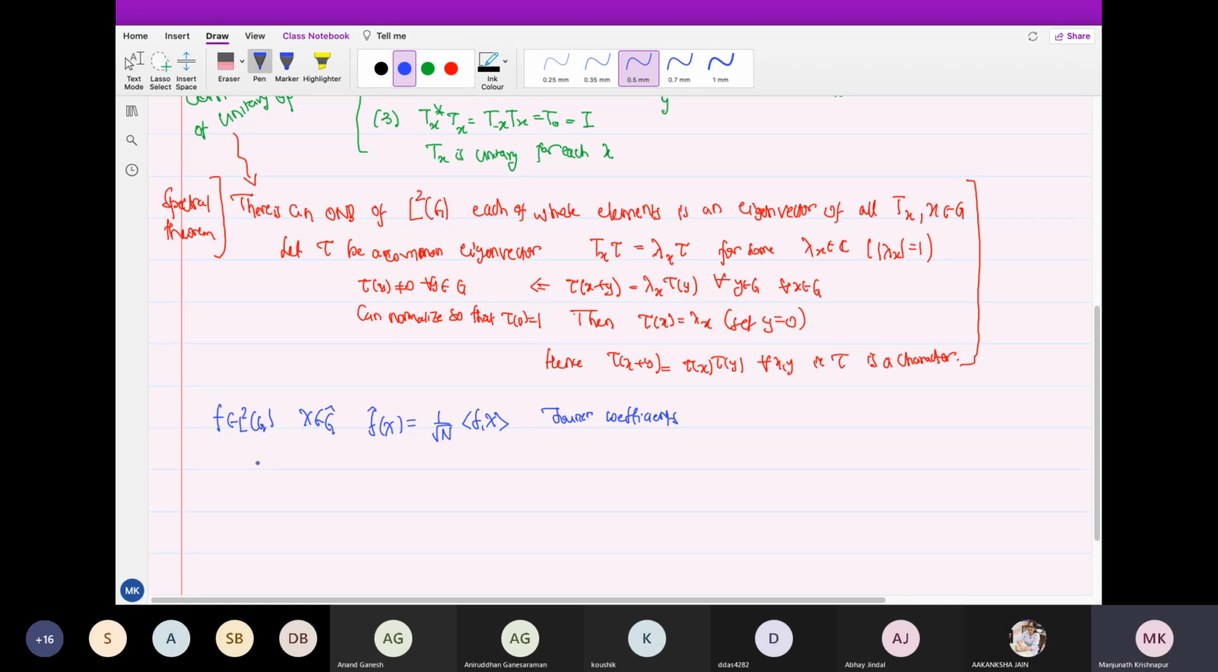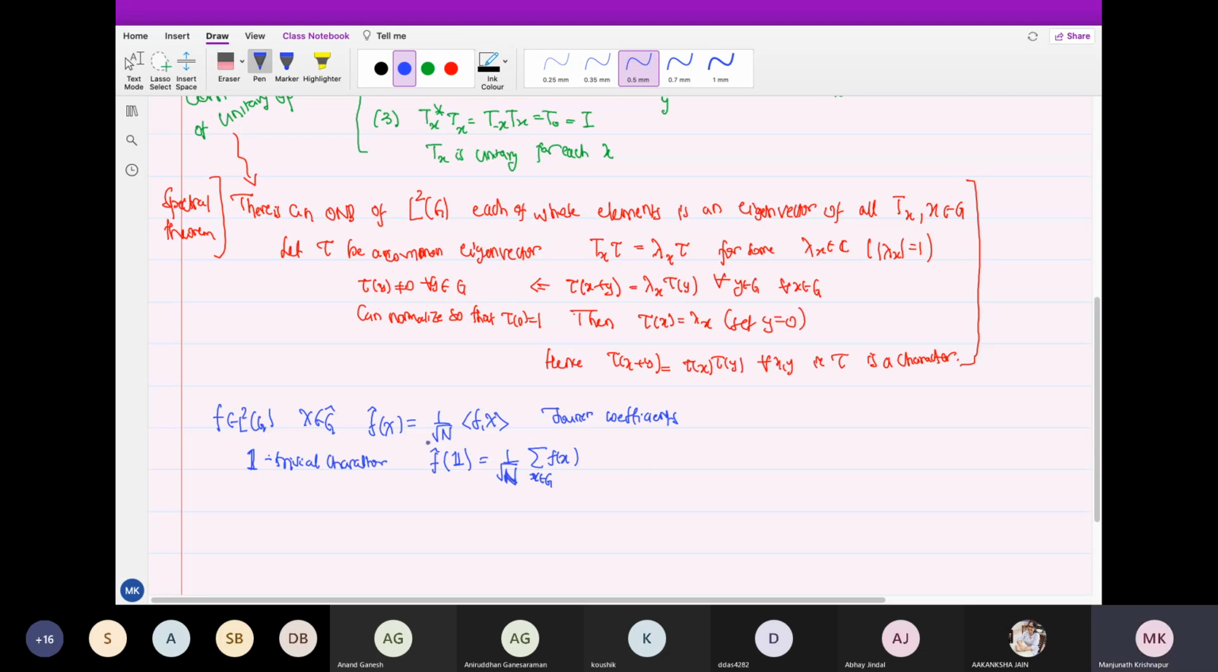Two things. One is the trivial character, where every group element is mapped to 1. That is the trivial character. And what is f hat of that character? It is 1 by square root n times the inner product of f with 1, which is just the sum of f of x over x in the group.